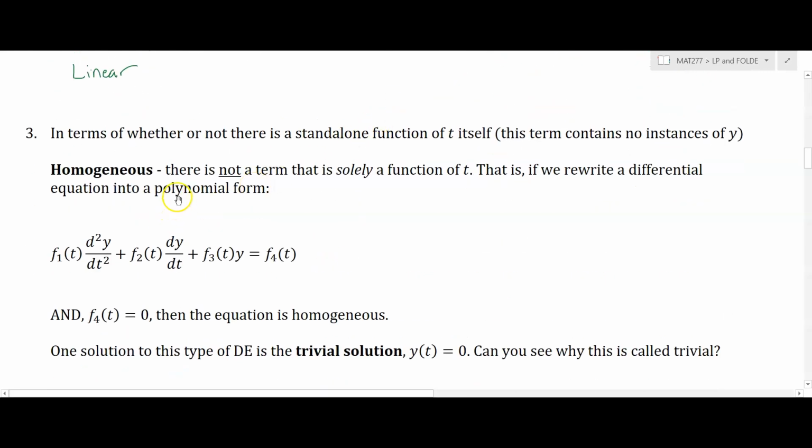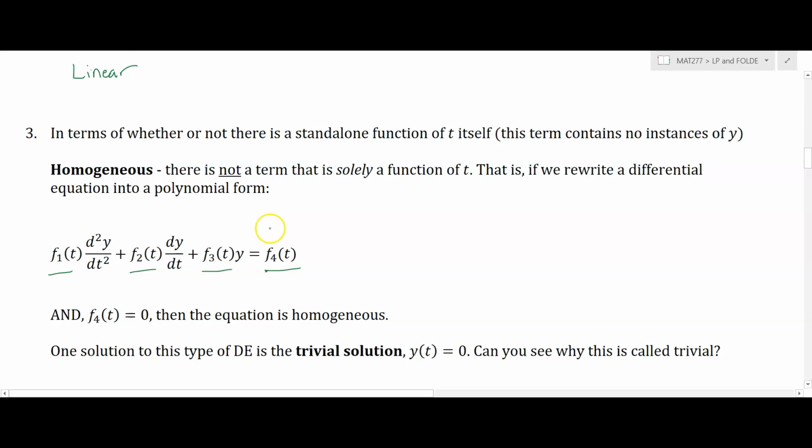The third classification, which I think most people find weird at first, is the distinction between homogeneous and non-homogeneous. So this is just in terms of whether or not there is a standalone function of t. Here I've given an example of a full-blown second-order differential equation that's linear. Notice that it's linear, it's the first power here, y to the first. And then I just have these coefficients that are some functions. They could be constants, they could not be constants. It doesn't really matter. These are just some functions involving t. So this could just be the second derivative plus 1 dy/dt plus 1y. And so in that case, f1, f2, f3 could all be constants.